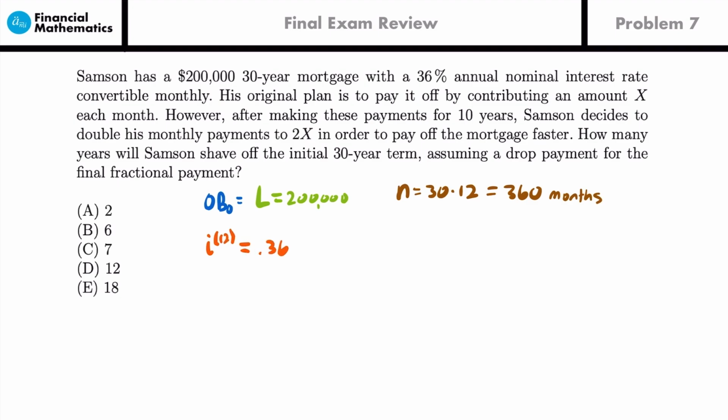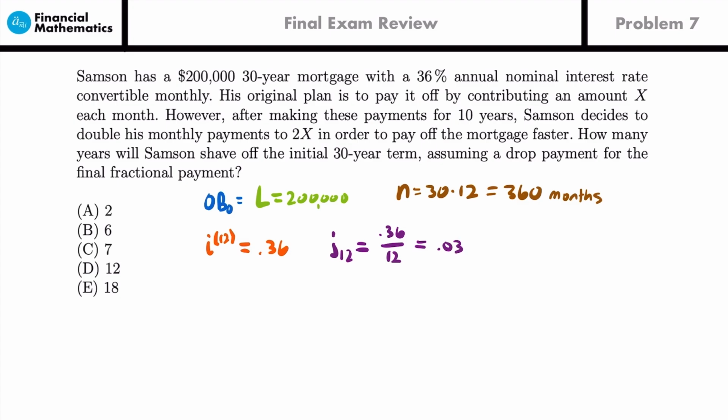So the monthly effective interest rate, which is what we are going to need to use here because we have monthly payments, j sub 12, is equal to 0.36 divided by 12, right? You just take the nominal rate divided by the number of times it's convertible in a year to get the equivalent effective rate for that same period type, that being months, and we will find that that monthly effective interest rate is 0.03. Okay, so that's everything that we've been given.